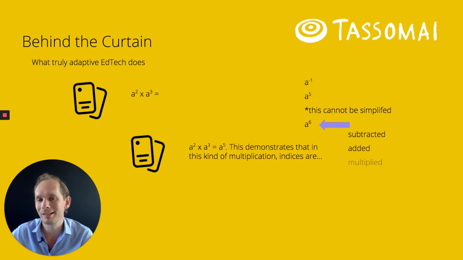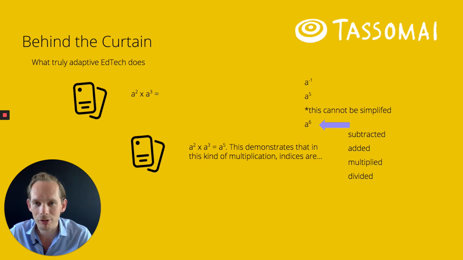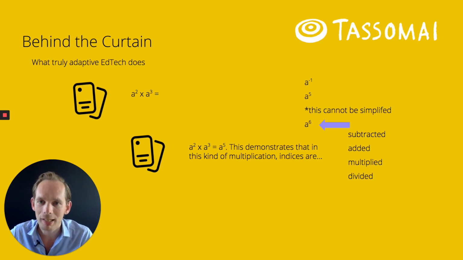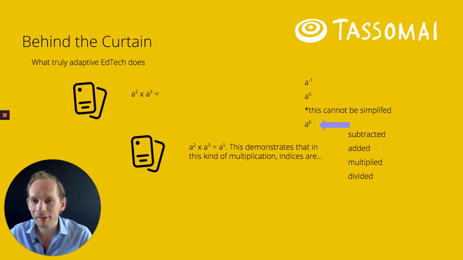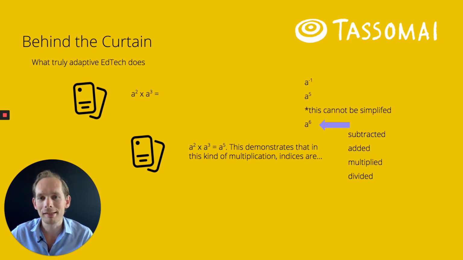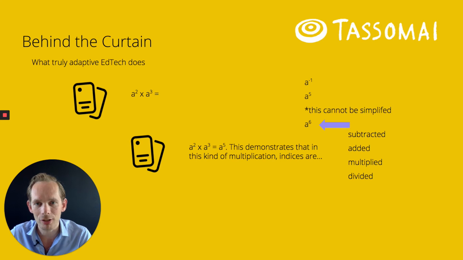Now, here is a more classic Tassomai question. It's not just testing a knowledge point, it's teaching them something and then asking them something about what they've learned. So a squared times a cubed is a to the 5. This demonstrates that in this kind of multiplication, indices are, well, this is easy to get right now because you can just read it. Well, we're clearly adding. So it's filling the gap.